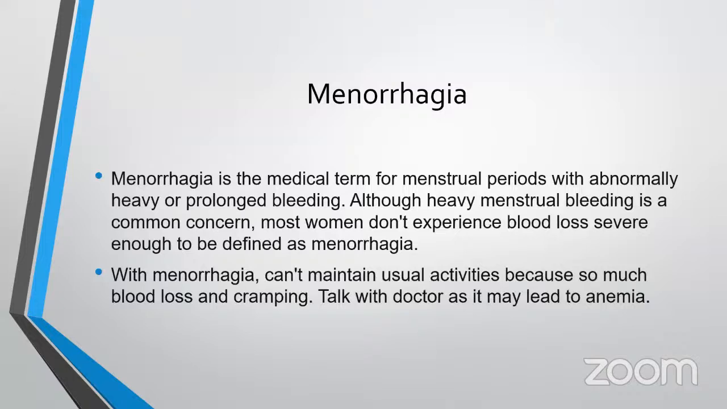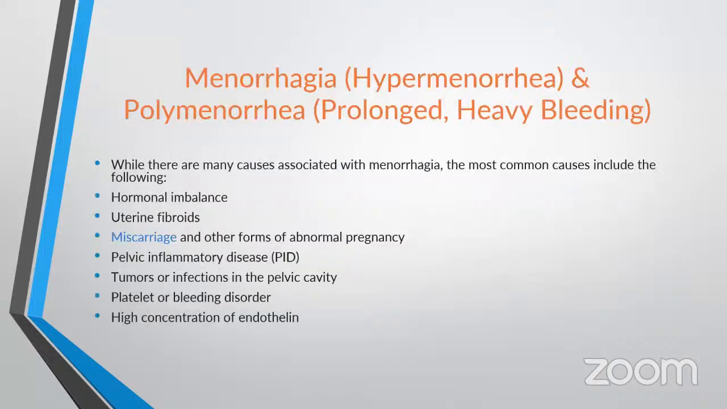Menorrhagia is heavy bleeding during menstruation. Some women may have excessive, severe bleeding. If the bleeding is very heavy, prolonged, and serious enough, then they have to go to a doctor, because excessive bleeding may lead to anemia, which may lead to other severe complications. If it is manageable, we can wait. Otherwise, take the doctor's advice. Polymenorrhea is the prolonged heavy bleeding.